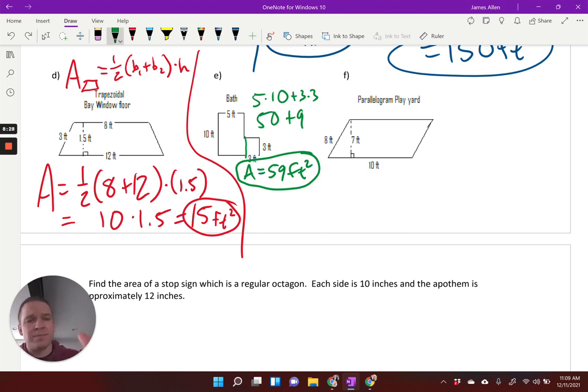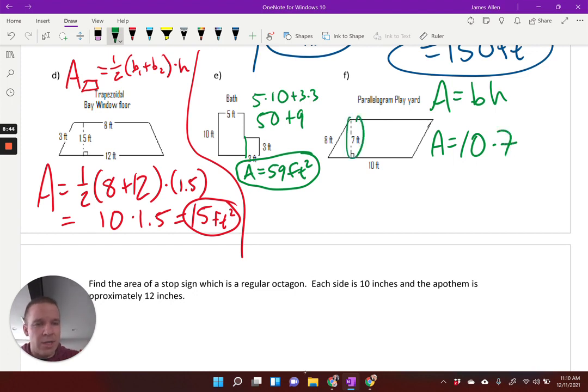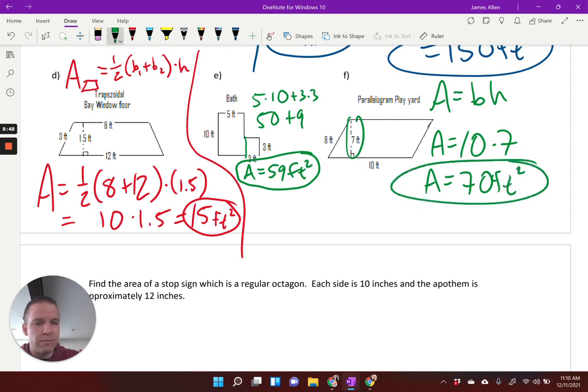Parallelogram, bro. All right. Formula for that is going to be base times height. Okay? But remember, my base has to be perpendicular to my height. So what's that going to look like? Well, my base is going to be 10, which is perpendicular to the height of 7. So my area equals 70 feet squared. Cool. Awesome. Wonderful. Fantastic. It's a great little review of some area.